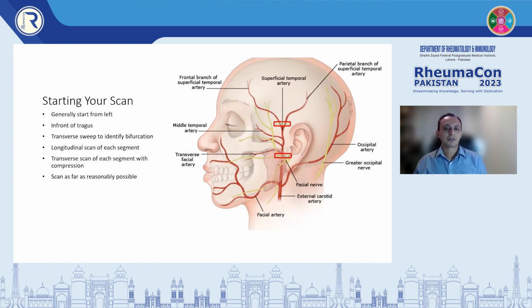At that point, we can do a longitudinal scan of the temporal artery, the superficial temporal artery, and then on each segment, using both Doppler and grayscale assessment, and also do a transverse scan to make sure that we do a compression test on these patients.